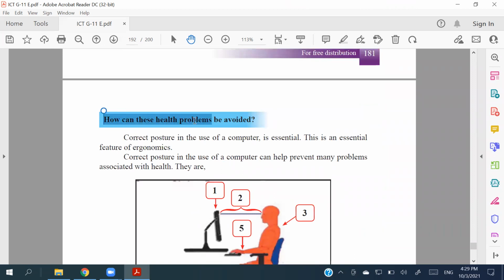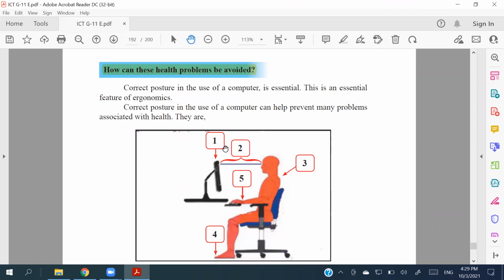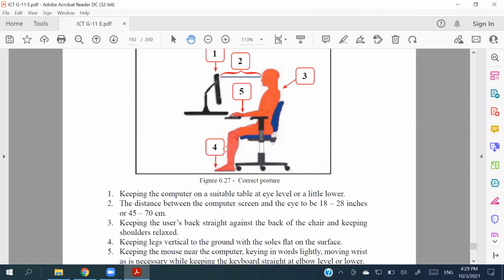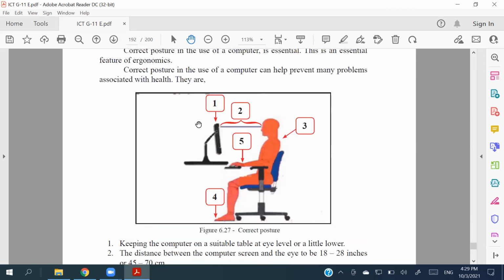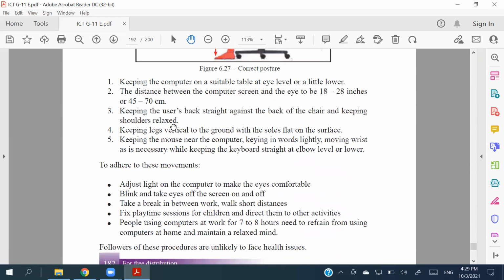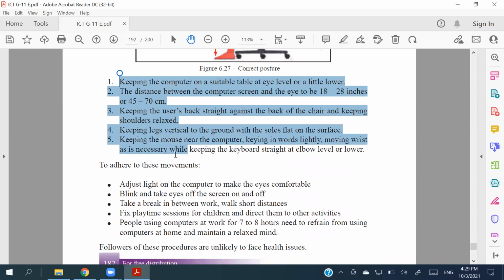And then, how can these health problems be avoided? It's better if you draw this, though it will not be very easy. Try to draw these people with a pencil, or else take a print out, there are plenty of nice pictures like this on the internet. You can take a print out and write these things at the bottom.